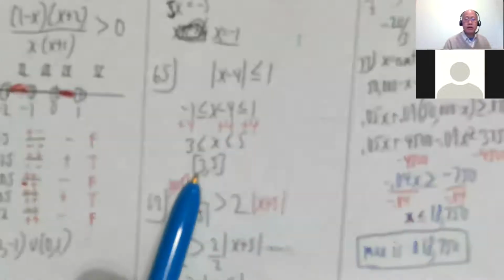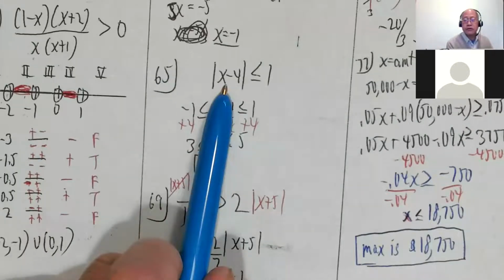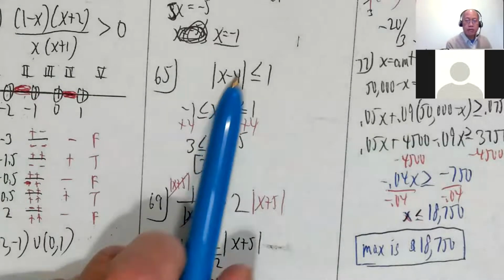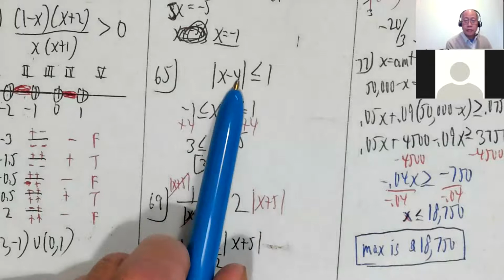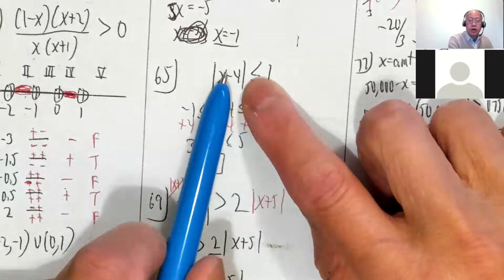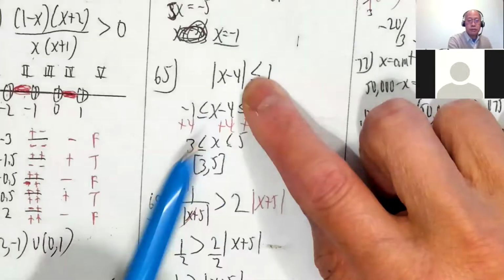Okay, same thing for 3. 3 should work. 3 minus 4, negative 1. Absolute value of negative 1 is 1. 1 is less than or equal to 1. Okay, but again, if you didn't have that line underneath it, it would end up being 1 is less than 1. That's false. It would be parentheses.